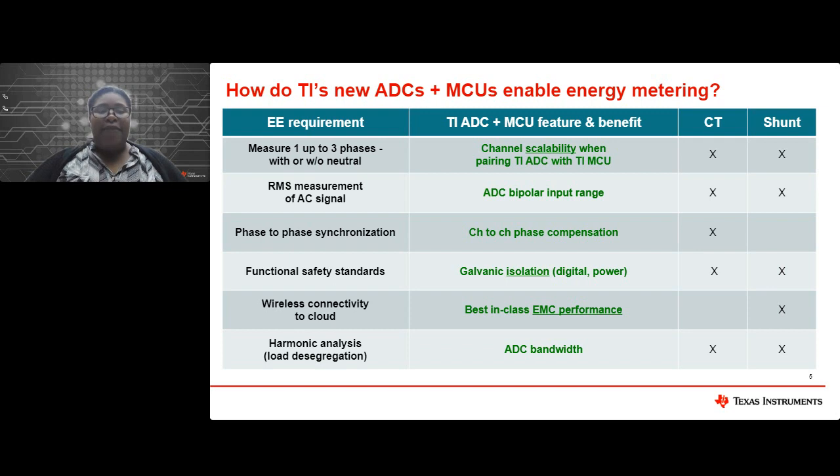And finally, you're going to get some of the best-in-class AMC performance with the shunt implementation, which would go into that AMC131M0 family. And then finally, for both CT and shunt, you're going to get excellent ADC bandwidth.